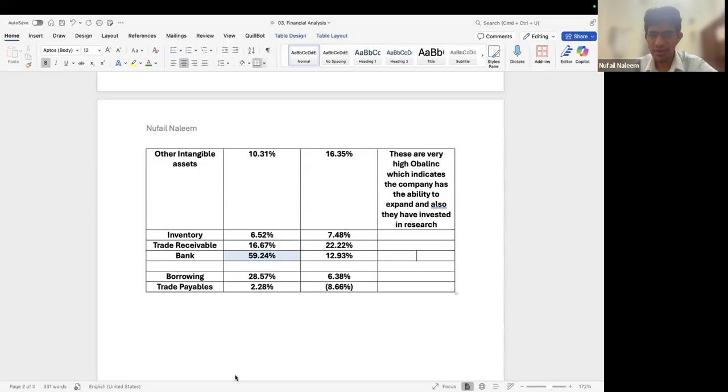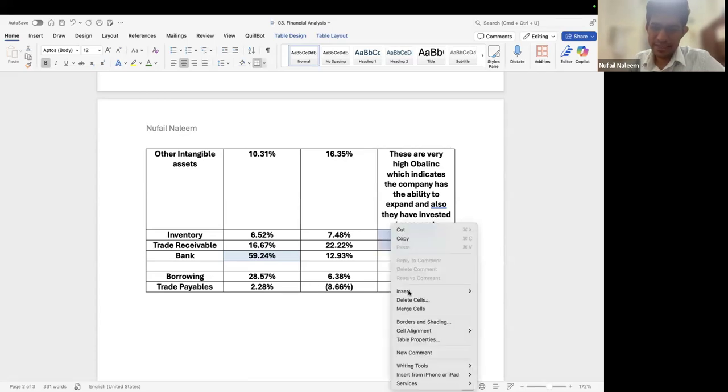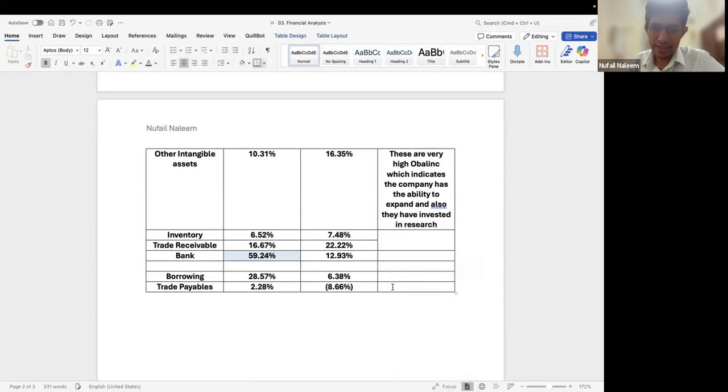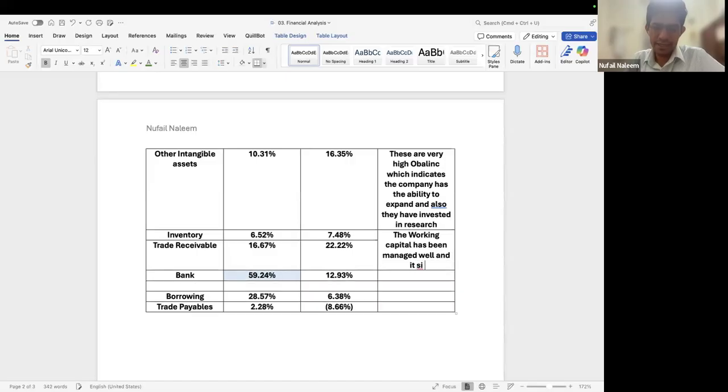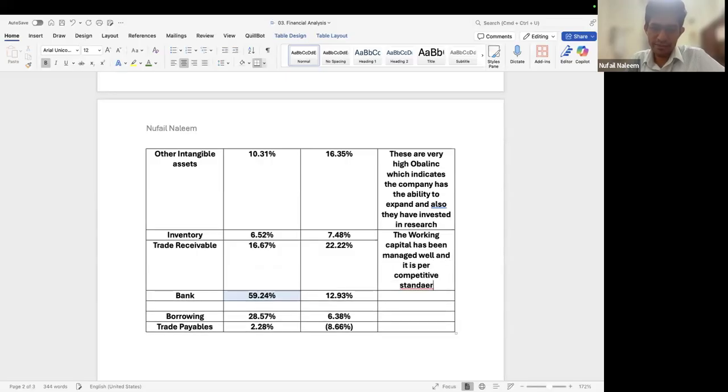And you have to understand one more thing, students. It is very important and critical that we are able to evaluate this perspective properly in order to understand it. So I'll write down here, just I'll merge this and I'll write down here the working capital. The working capital has been managed well and it is per industry standard. It is per competitive standards, the competition, okay, competitive standards.